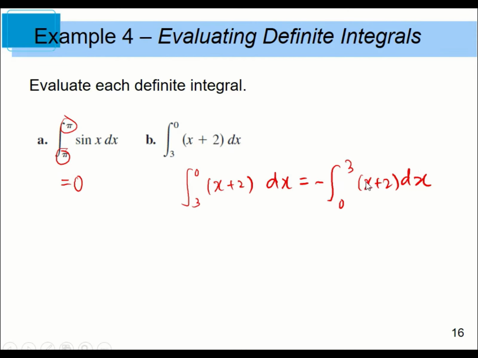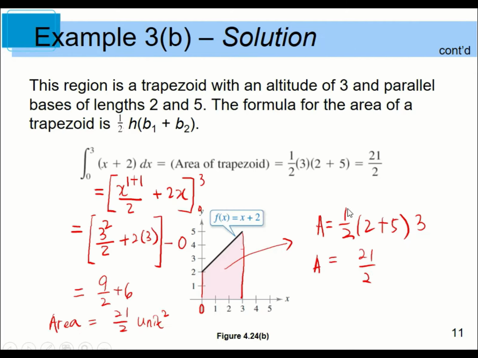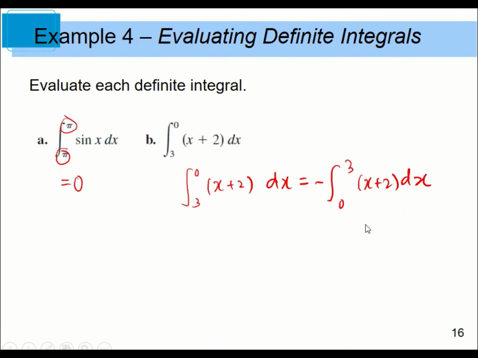Now actually these questions, we already obtained the answer in the previous calculation. This one, from 0 to 3, x plus 2. So the answer we get is 21 over 2. And now we can apply the answer here.